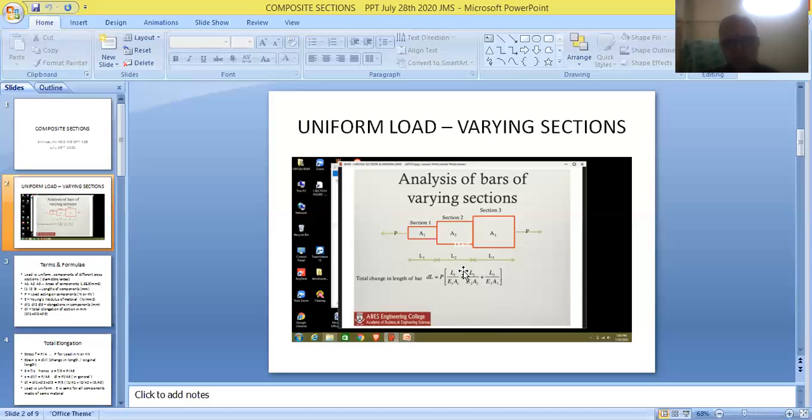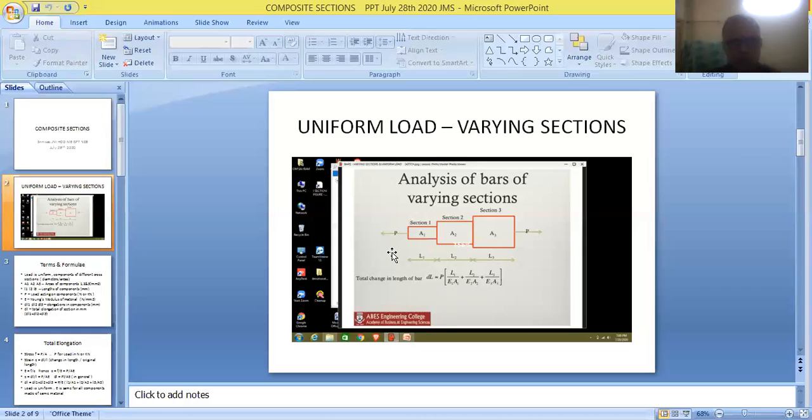So areas are expressed in millimeter square, loads are expressed in newtons or in kilonewtons, and lengths of the components are to be expressed again in millimeters. And finally, this Young's modulus is to be expressed in terms of Newton per millimeter square.